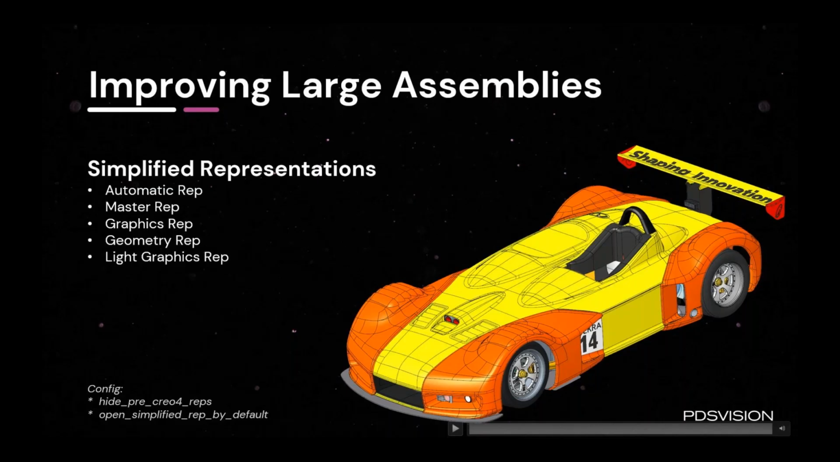And then finally, down at the bottom there, there's another config option that I put in, which is open simplified rep by default. So when you just click the open dialog box in Creo, it just opens the model in the automatic rep. This config option will prompt you with a dialog box to choose a representation first. So either a graphics rep, master rep, whatever. And it just prevents users from opening the full geometry by default.